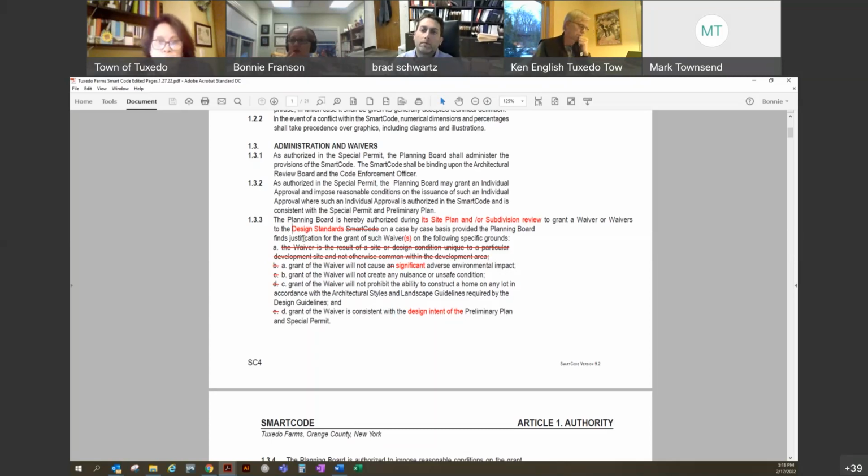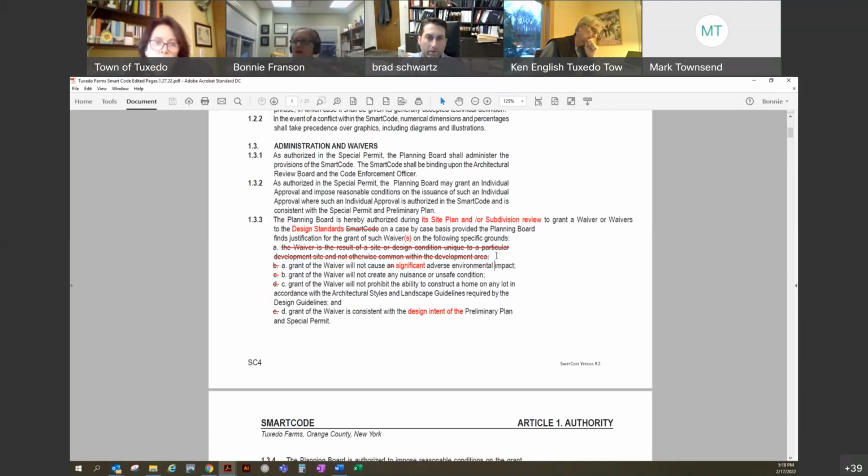Is it the entire smart code? Is it just the architectural design guidelines? Is it the building lot and type? We just probably need to tighten that up. On a case-by-case basis, provided the planning board finds justification for the grant of such waivers on the following specific grounds. So the applicant is proposing that the waiver is a result of a site or design condition unique to a particular development site and not otherwise common within the development area. That is proposed to be removed.